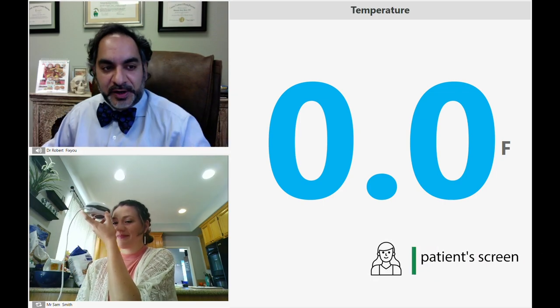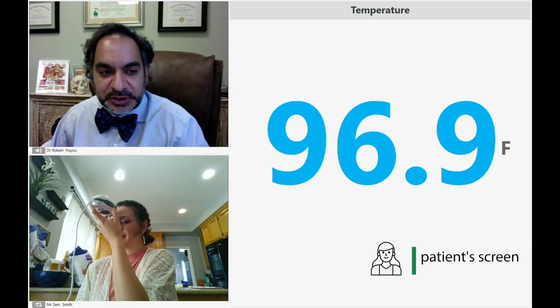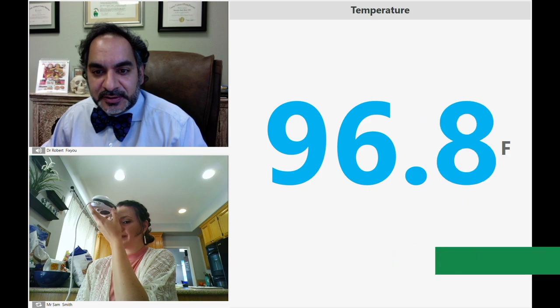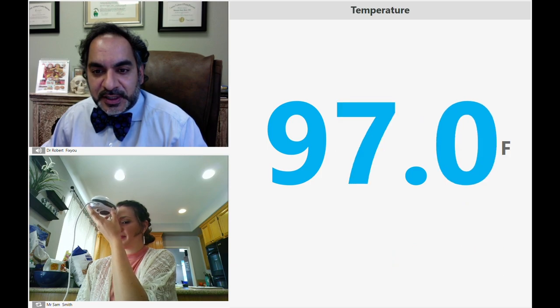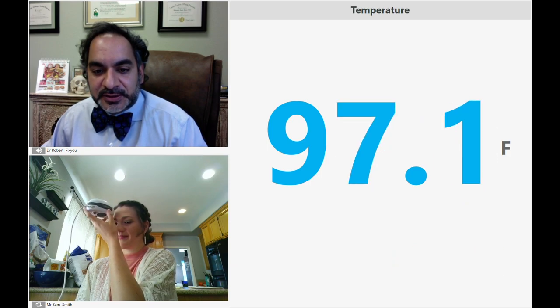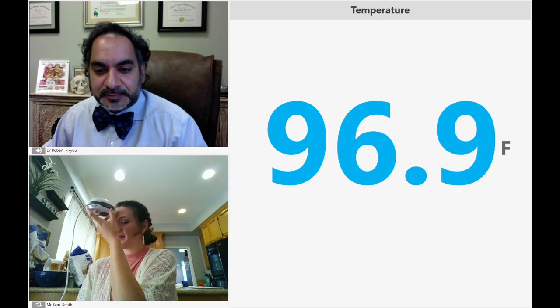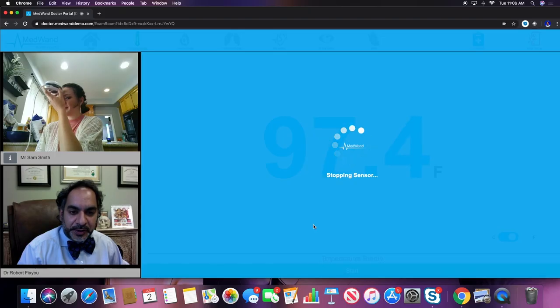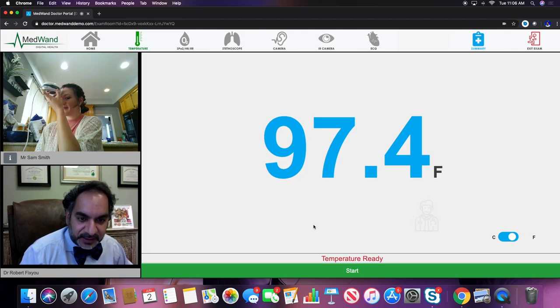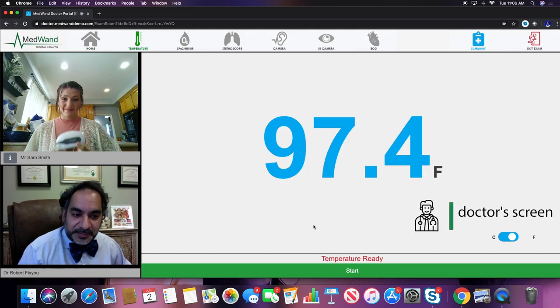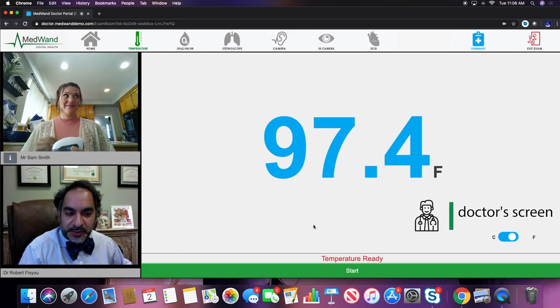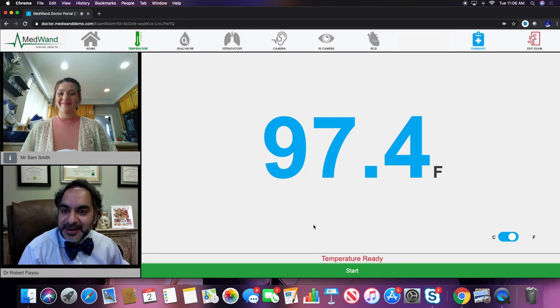Just hover it above your forehead, right between your eyebrows. You don't have to touch the device. Just for the first few seconds, and it's going to take the highest temperature reading and record it. And it came back at 97.4. Not bad at all. If this was Europe, we could convert that to centigrade as well.